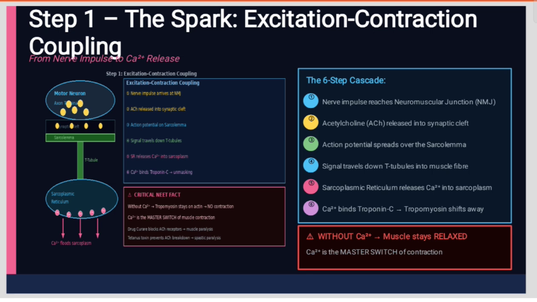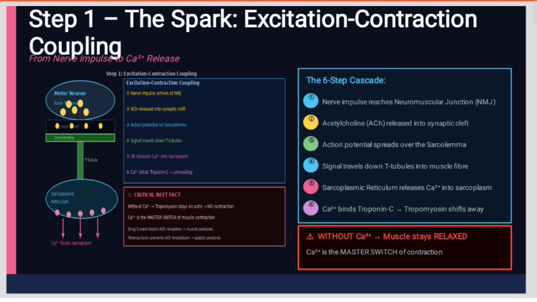In the fourth step, the T tubule action potential triggers the sarcoplasmic reticulum, the muscle's specialized smooth endoplasmic reticulum, to release calcium ions into the sarcoplasm, which is the cytoplasm of the muscle fiber. The calcium concentration in the sarcoplasm rises dramatically.